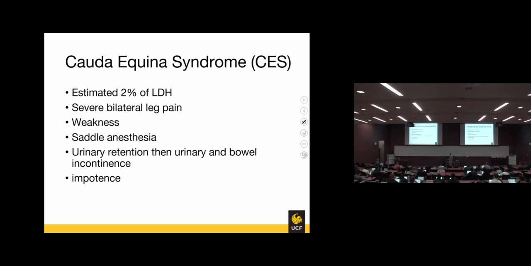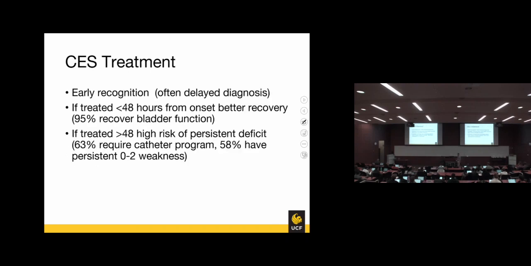Okay? Cauda equina syndrome is estimated at 2% of lumbar disc herniations, and that was in a center that basically made their name by talking about cauda equina syndrome, and so it may be a little bit biased. It's severe bilateral leg pain, as I mentioned earlier, weakness, saddle anesthesia, urinary retention, followed by urinary incontinence, and sometimes can be bowel incontinence, and impotence can happen in men. All right, the treatment is early recognition. The problem with it is it's often not recognized. So that's why we emphasize it as a red flag. That's why we're emphasizing it as a clinical exam here.